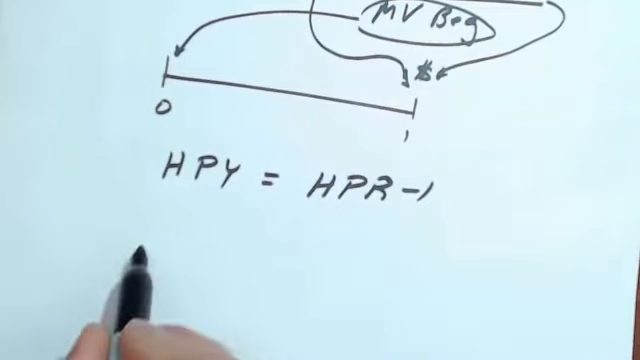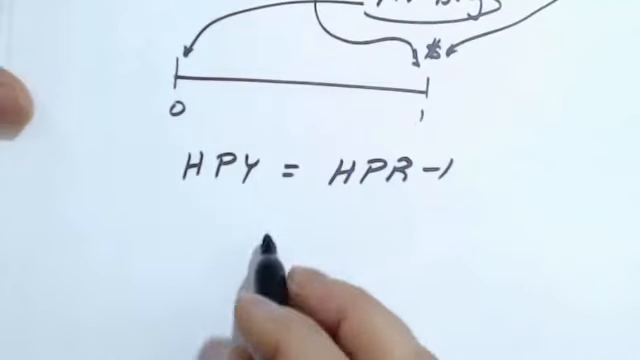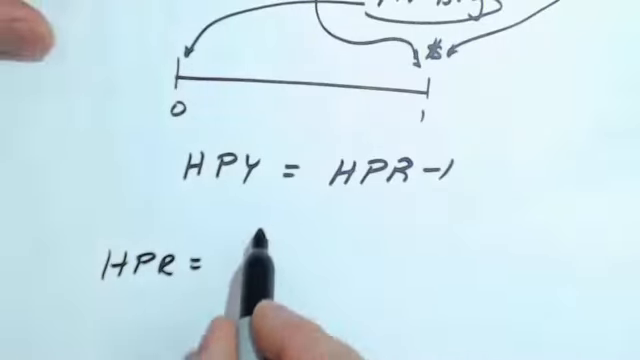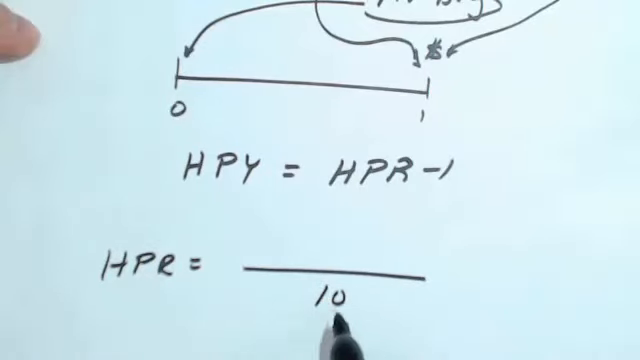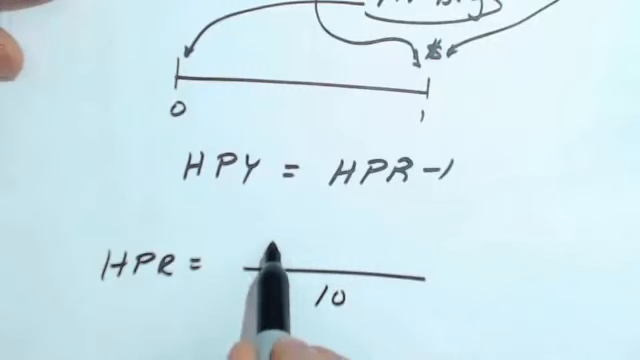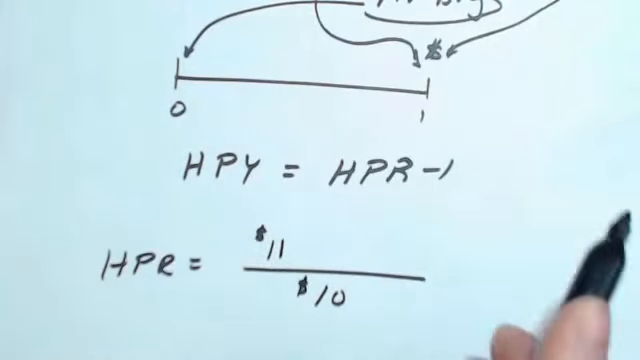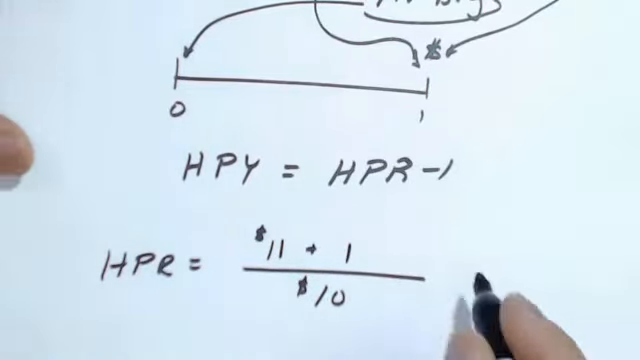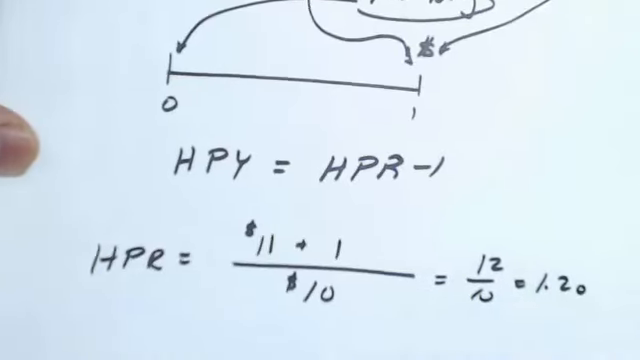Let's say you have a stock and you want to calculate the holding period return. You paid $10 for it, so that's your beginning investment, $10. I'm doing it all on a per share basis. The stock goes up to $11, so that's your ending value. Then you have cash flow: maybe you got a $1 dividend in that time period. So this would be 12 over 10, which equals 1.20, right?